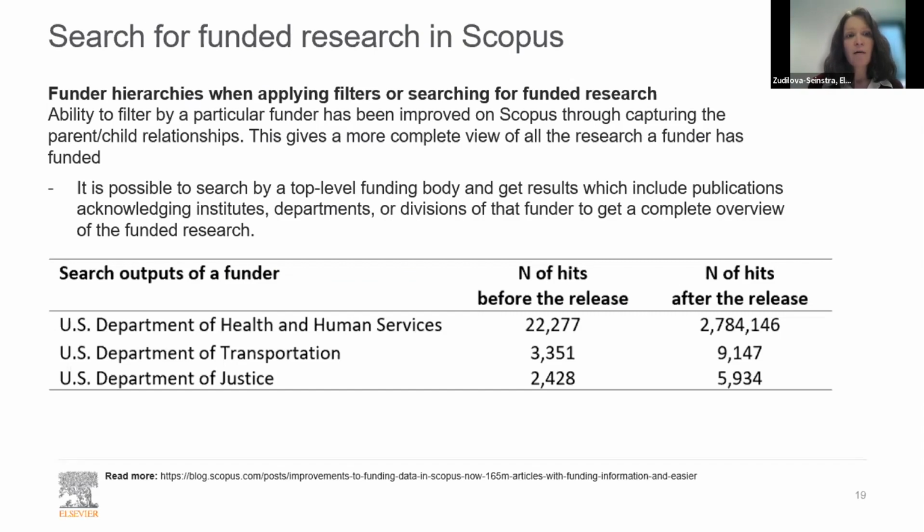So for instance, now on the screen, you see some results for 3 funders that we pre-selected. And if we look at the first row, the US Department of Health and Human Services, before we made this improvement, it was possible to find around 22,000 documents in Scopus. But now with the improvements made, it's almost 3 million documents that you can find. And the same holds for the US Department of Transportation. We managed to increase the number of searchable records 3 times, and for the US Department of Justice, it's actually around 2 times more. So let's take a look at how you could search.